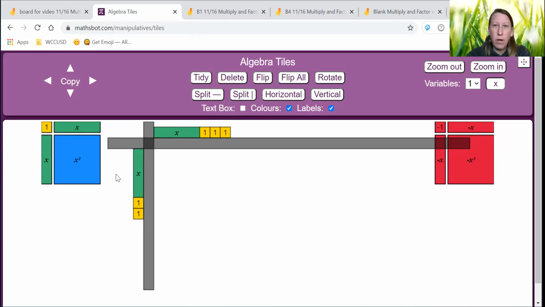I don't think I can write on this. No, I can. Okay, so this is x plus 2, and this is x plus 3.